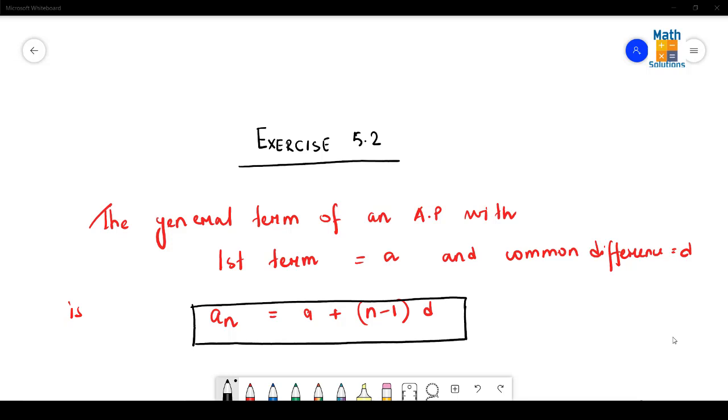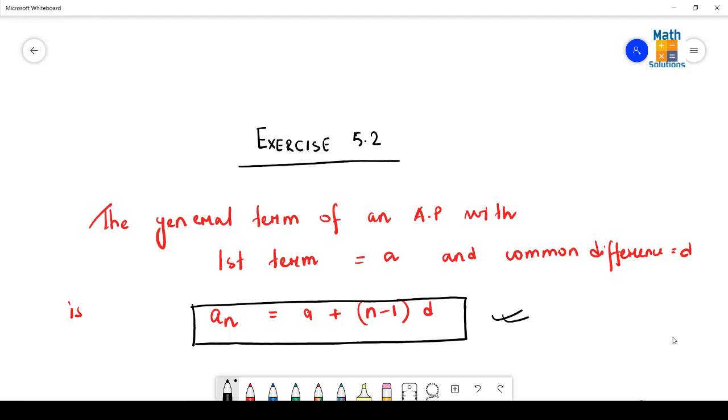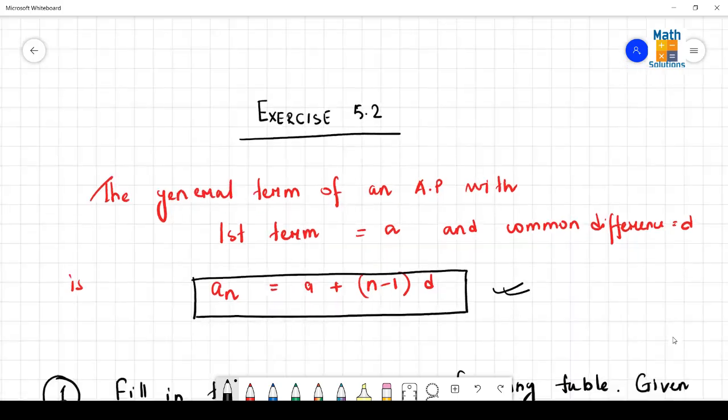The first and foremost thing to be known before starting this exercise is this formula. This formula is for the general term of an AP, where the first term is small a and the common difference is small d. In that case, the general term a_n can be given by a plus (n minus 1) d. So with this formula we can evaluate most of the questions of this exercise. Actually, the base of this exercise is on this formula. So we are starting with this exercise.